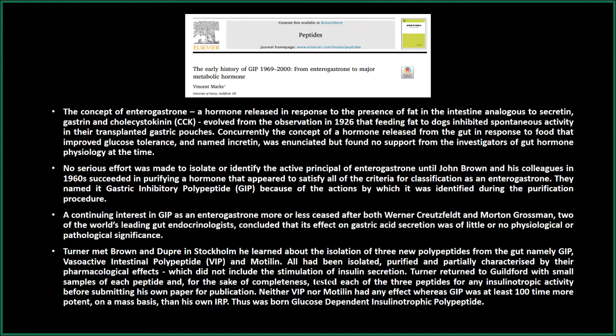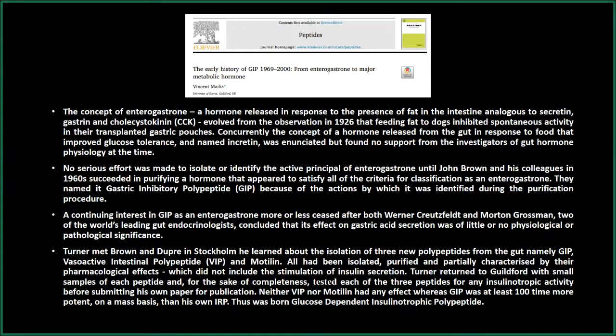Now, Turner, who you remember from the first experiments that he did with incretin, had met with Brown and Dupre at a meeting, and they had identified three new polypeptides named GIP, VIP, and motilin. So he got these samples, came back to England, and then studied them for insulinotropic effects, because that's the thing they were interested in. They were interested in what is an incretin. And he found that GIP was at least 100 times more potent than another compound that he had extracted, which he called insulin-releasing peptide, which turned out to be not true, but this was the one that they found.